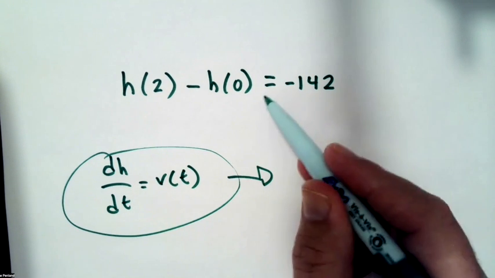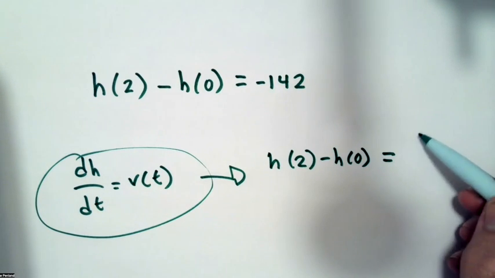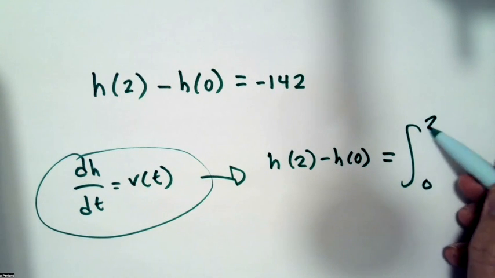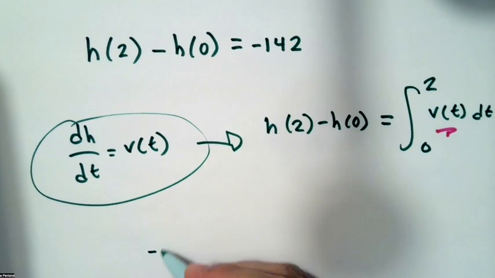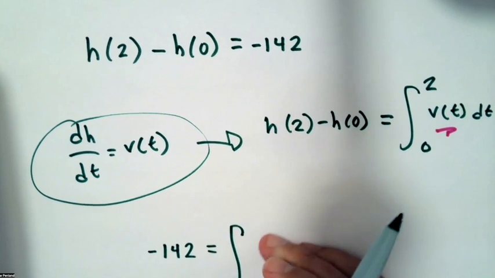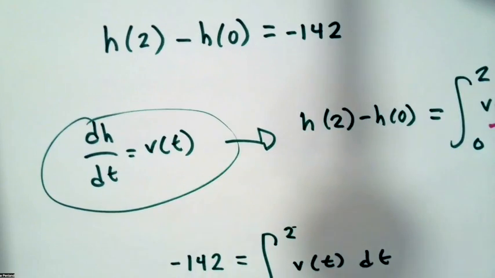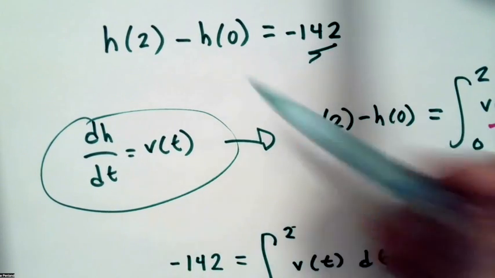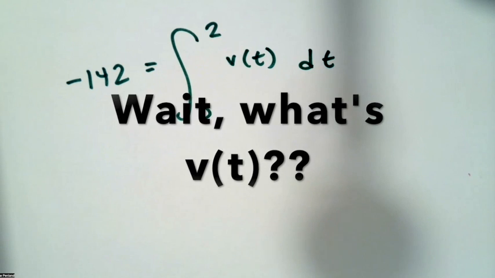I'm going to have that h of 2 minus h of 0 is also equal to the integral from 0 to 2 of v of t dt. So it is equal to the definite integral from 0 to 2 of v of t dt, because it was equal to negative 142 and it was equal to this definite integral. Now, if I had a v of t, I would be good to go.